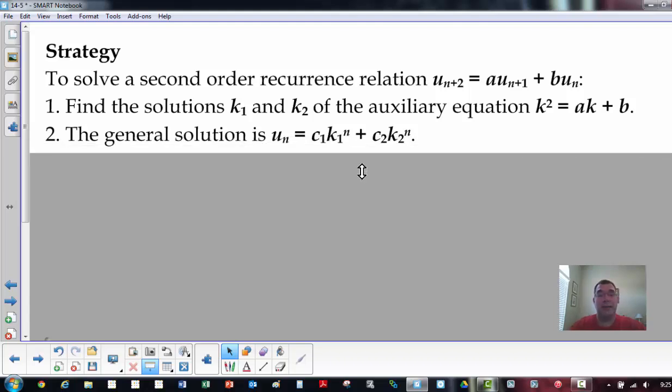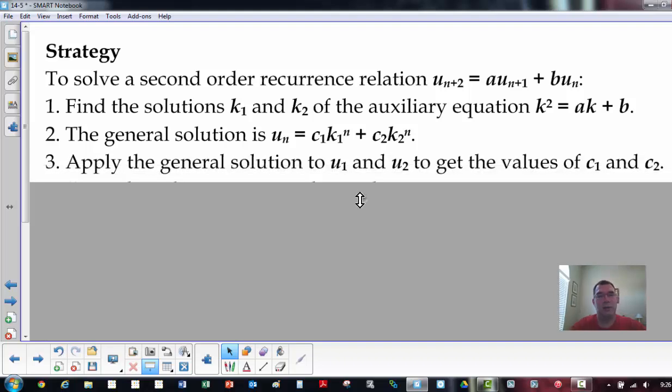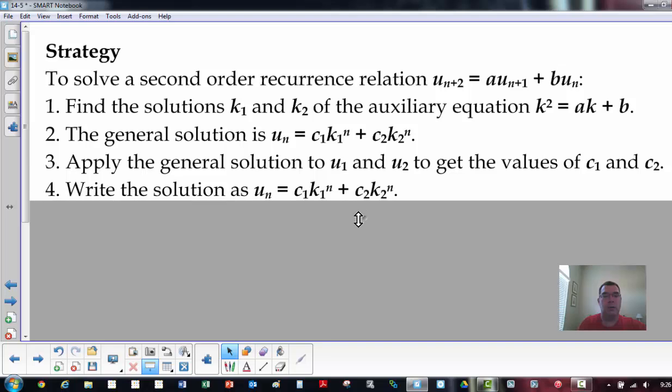So the general solution for the nth term is going to be some constant C1 times your first solution to the n, plus another constant that I'm going to call C2 times your second solution raised to the n. Again, it's a little confusing now until we go through some examples, but we will definitely do that. So we're going to apply the general solution to u_1 and u_2, and we're going to get values of those constants, C1 and C2. All right, and we're going to write the solution.